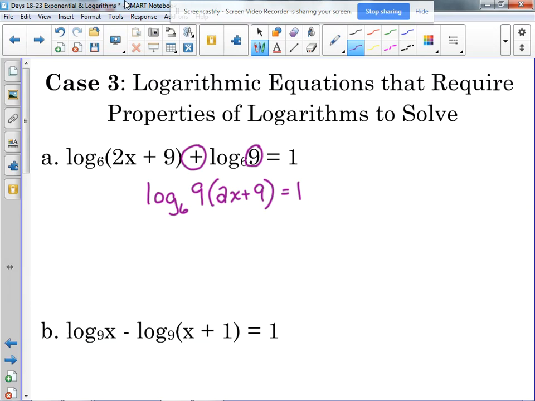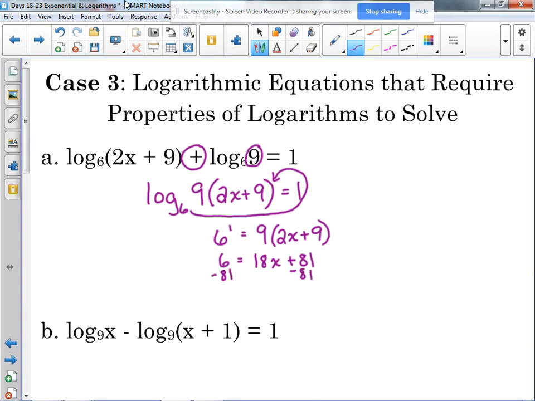Now we're back in the case that we looked at the other day, case 2, where we get the log by itself, the variable's inside the logarithm. The only way to get it out of the logarithm is to put it in exponential form. So that's 6 to the first is equal to 9 times 2x plus 9. Now we just have a linear equation. We've got 6 is equal to, distribute that 9, 18x plus 81.